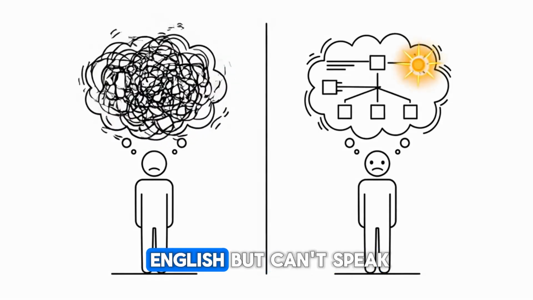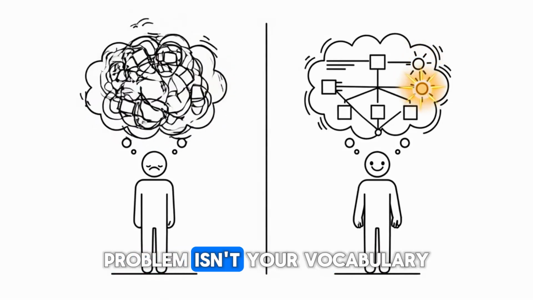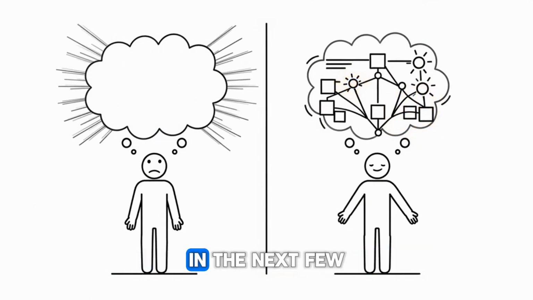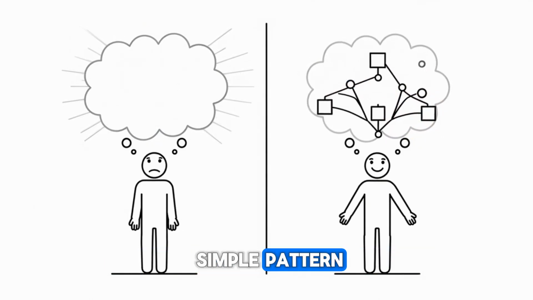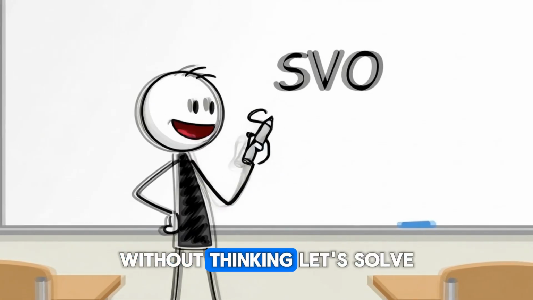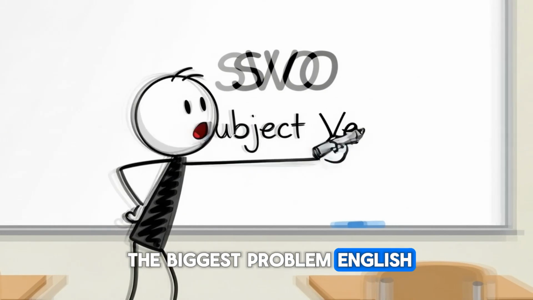If you can understand English but can't speak it naturally, the problem isn't your vocabulary or grammar, it's that nobody taught you the actual building blocks. In the next few minutes, you'll learn the simple pattern that native speakers use to construct every single sentence without thinking. Let's solve the biggest problem English learners face.